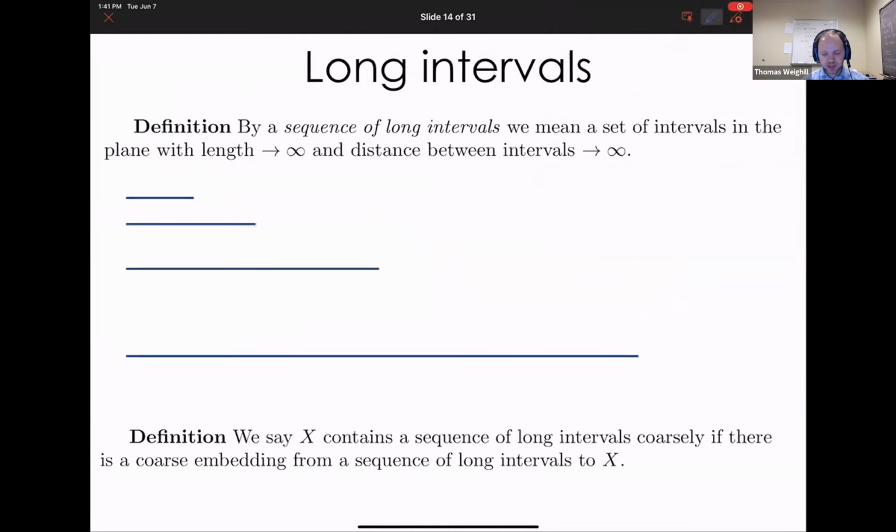And by long intervals, what we mean is, well, we first define what a sequence of long intervals is. A sequence of long intervals is just what this picture is. It's a set of intervals in the plane that are getting increasingly longer, but also getting further and further apart from one another. The spacing out process is very common in coarse geometry type settings, because you basically want them to be far enough apart that they don't interfere. And we say that a space contains a sequence of long intervals if there's a coarse embedding from such a sequence of long lines into your space. So it contains it coarsely.